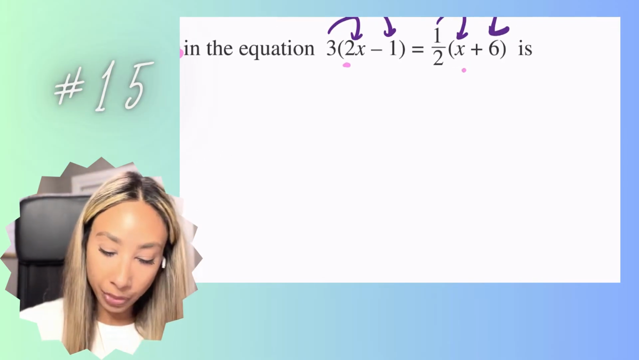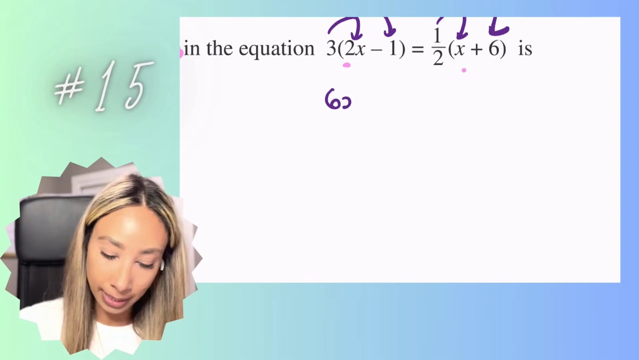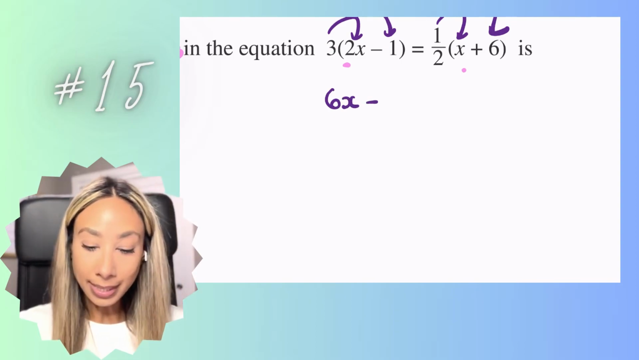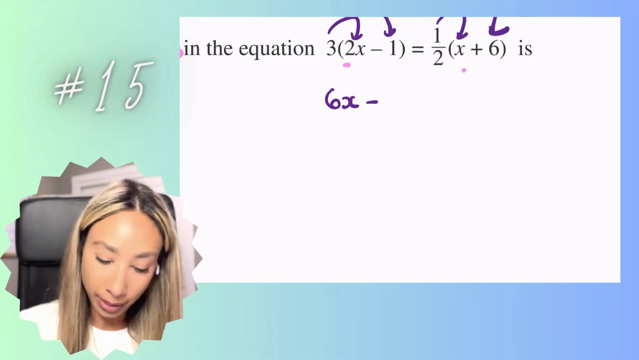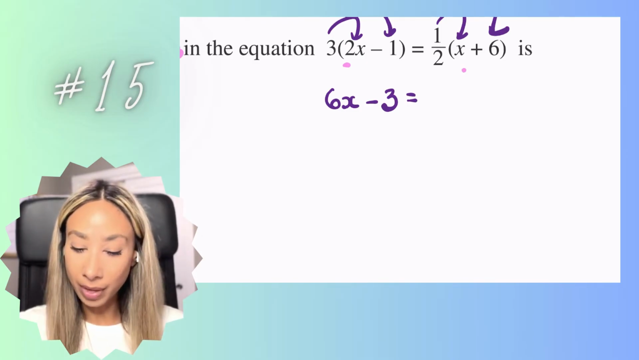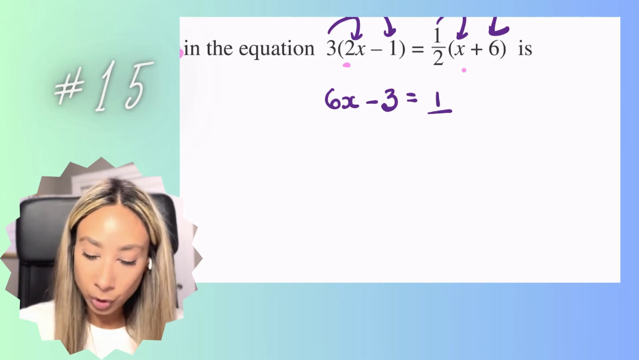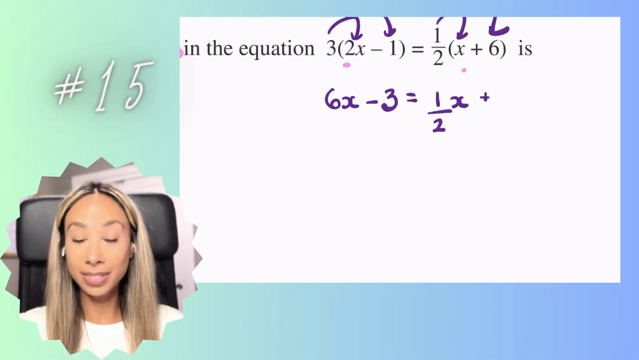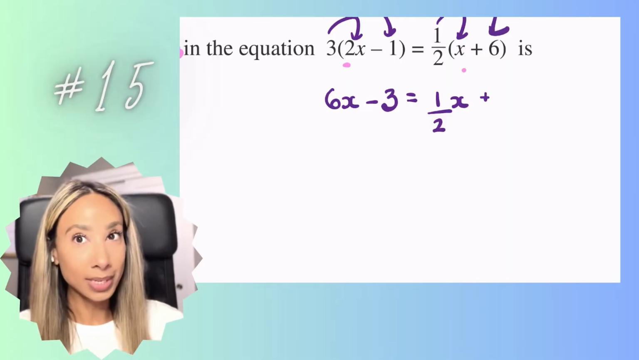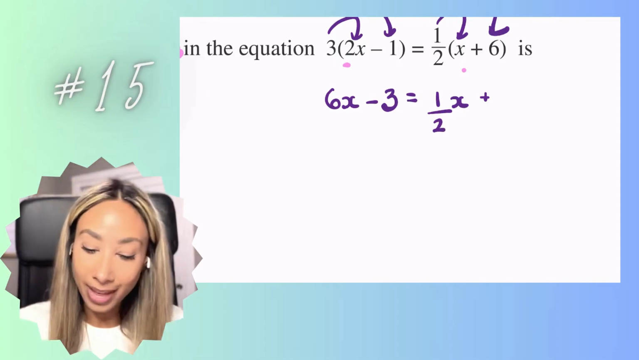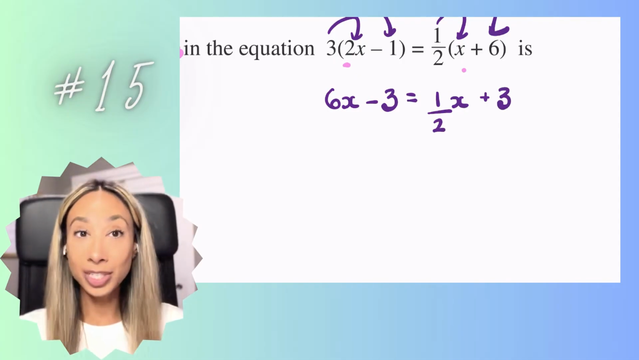So that means I have 3 times 2x, well that's gonna be 6x. And then I have 3 times -1, that's gonna give me -3. And that's equal to everything on the other side. So half times x would just be a half x, plus half times 6. So for this, and if we think of a half times 6, I'm gonna word it this way. What is half of 6? So if I have 6 things and I took away half, that's gonna leave me with 3. So that one can just stay a 3 there.